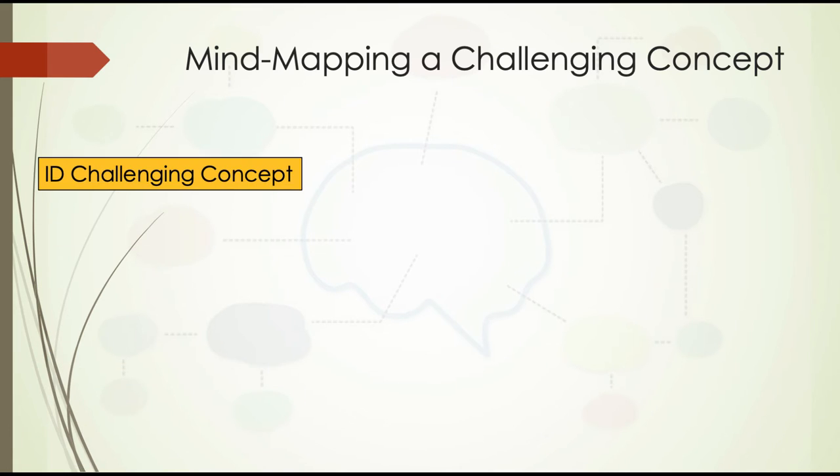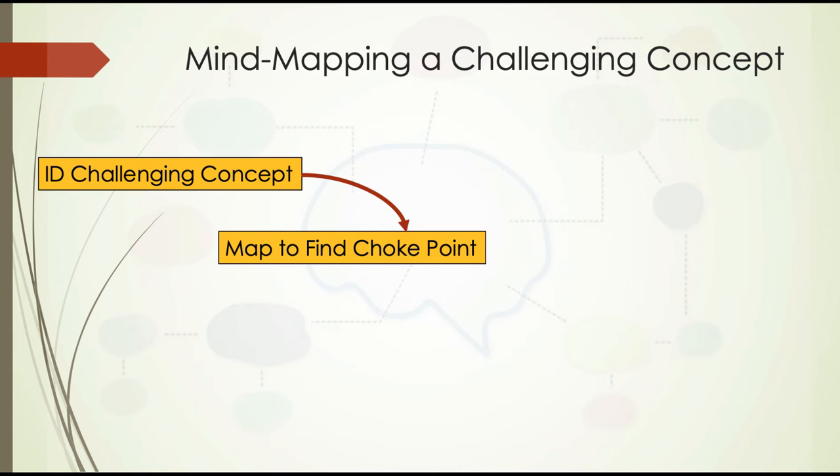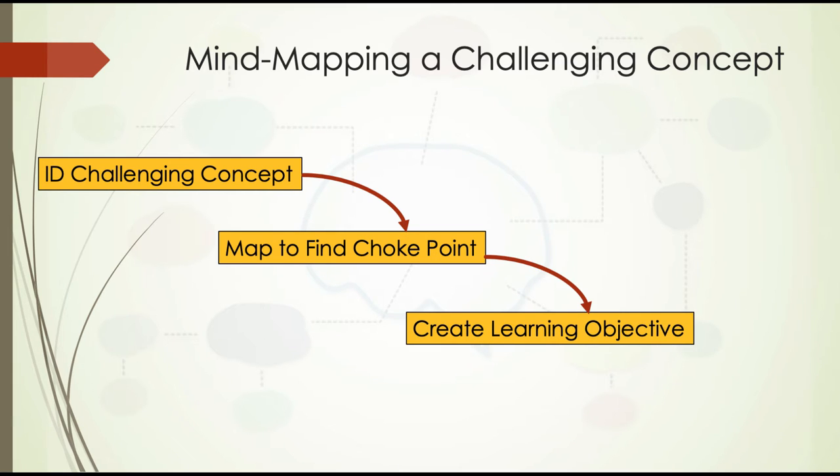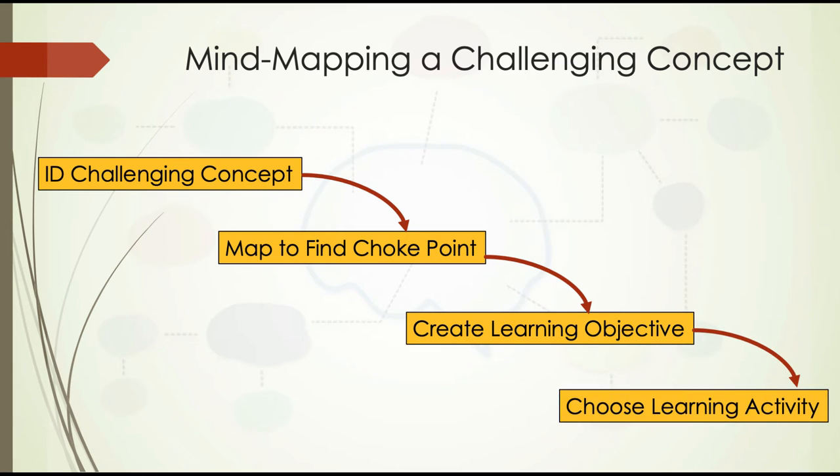First, if we have already identified a concept that our students are struggling to grasp, we can use a mind map to help us identify where the breakdown is in their thought process. We can then address those breakdowns with clearly defined objectives and choose a learning activity that would help meet our objectives. As a reminder, we'll be discussing those learning activities in our next module.